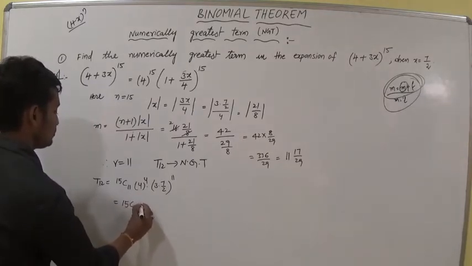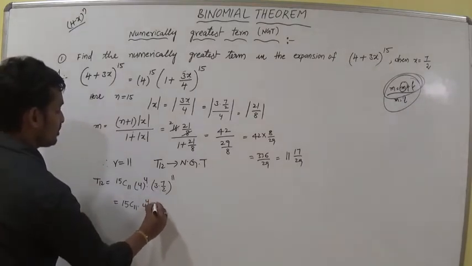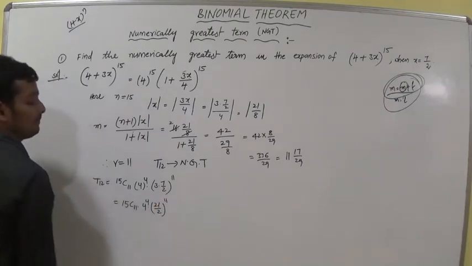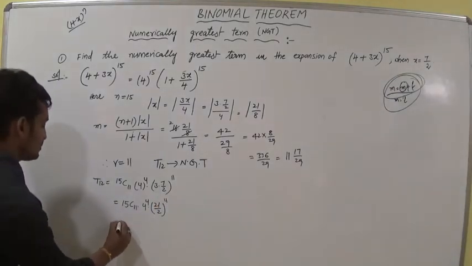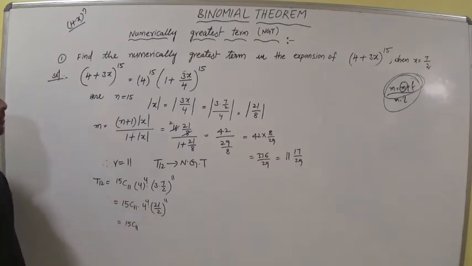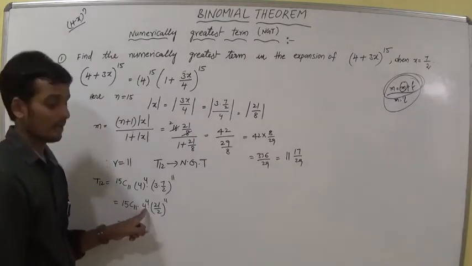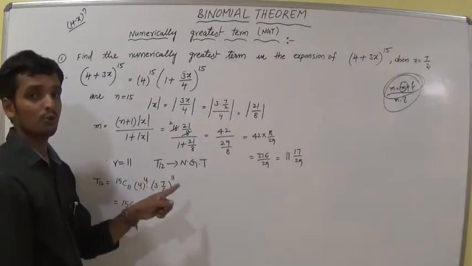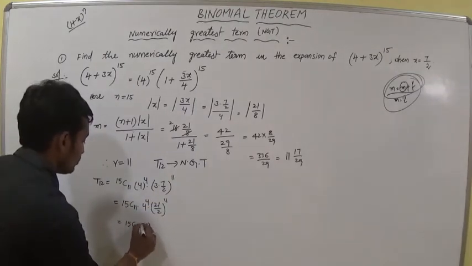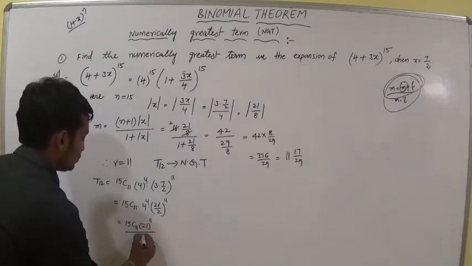15C11 into 4 to the power of 4 into (21/2) whole to the power of 11. If you simplify this, it is 15C11 into 4 power 4. How can we write it in powers of 2? Here 4 is 2 square, and 2 square whole power 4 is 2 power 8. That means I am writing (21)^11 whole by 2 cube.